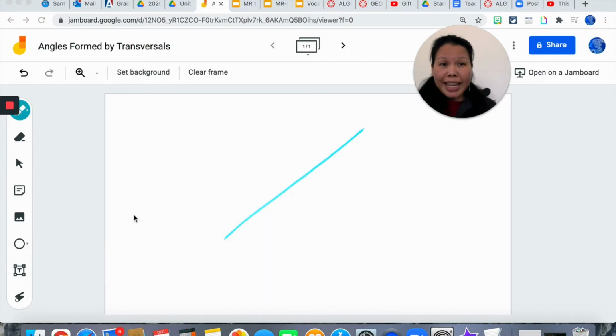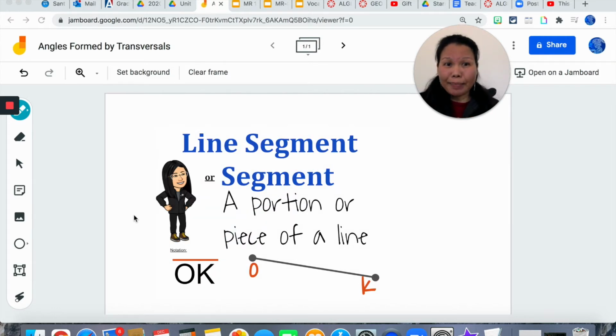What you're seeing here is a line segment. So what is a line segment, or another word for it, just a segment? It's just a portion of a line. It doesn't go on forever. It's just a short part of a line.